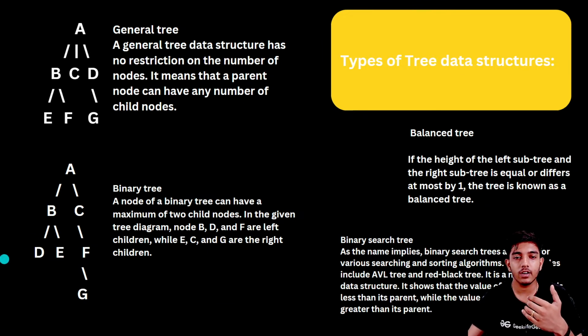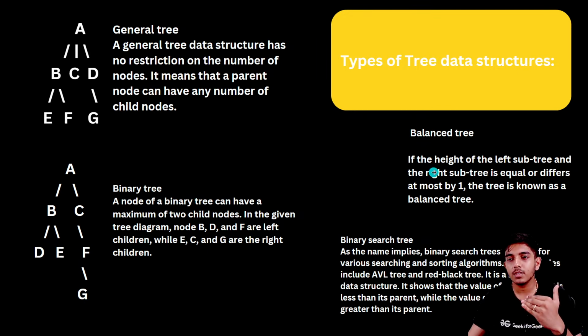But if it had a third child, suppose it had X as a child, then it wouldn't be a valid binary tree. So you can say that each node has a maximum of two children, two or fewer. So a node in a binary tree can have a maximum of two child nodes. In the given tree diagram, nodes B, D and F are left children and E, C, G are right children. Okay, so now what is a balanced tree?